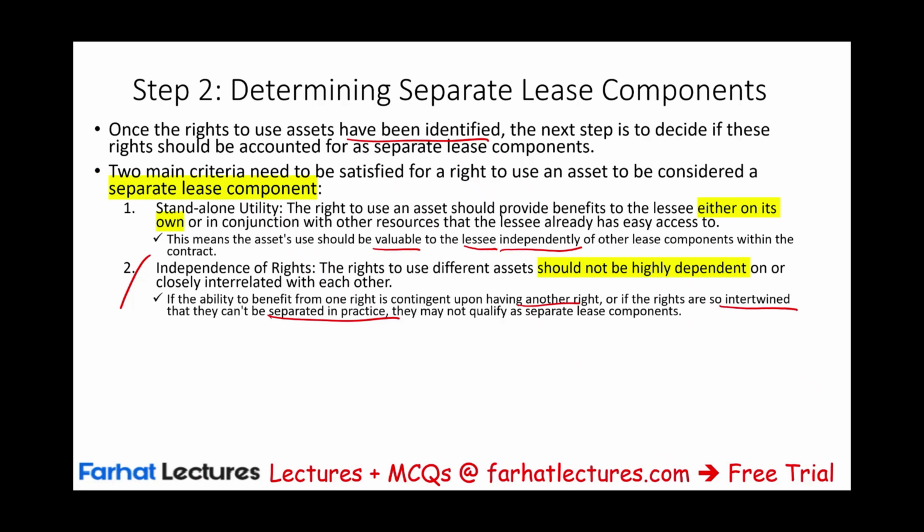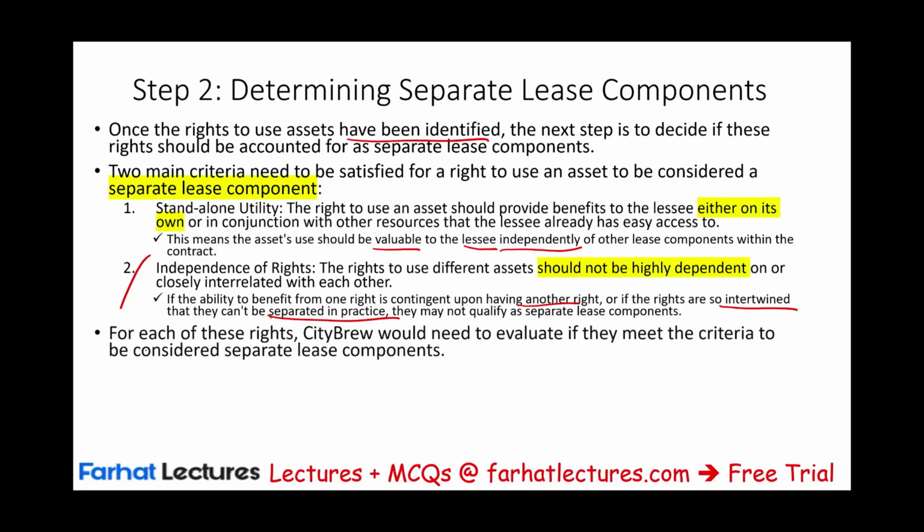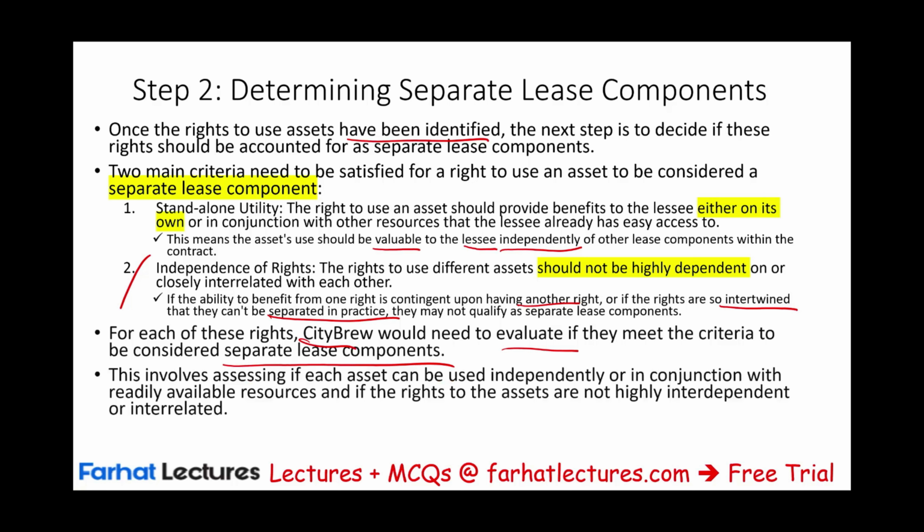Well, really, no hospital. What if the hospital needs supplies at 1 o'clock in the morning and the cafe is closed? You don't want any access to the cafe. Then it's not practical. So again, you have to look at the different components. For each of these rights, City Brew would have to evaluate if they meet the criteria to be considered a separate lease component. This involves assessing if each asset can be used interdependently or in conjunction with readily available resources.